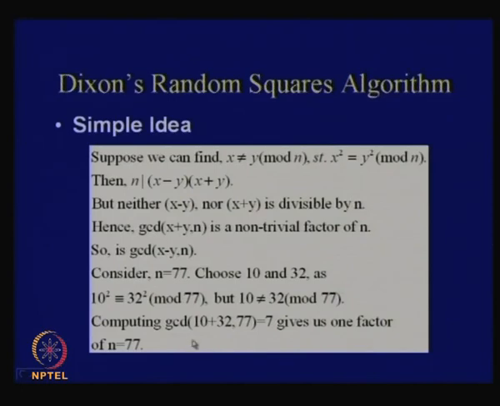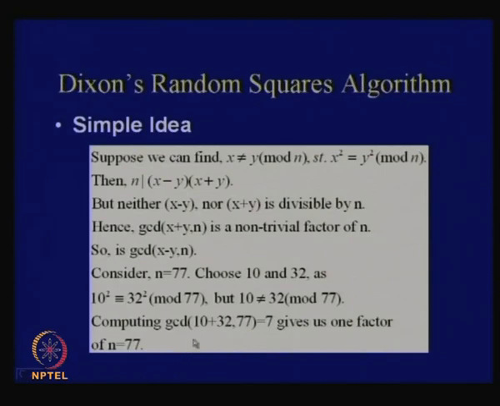You can consider one very simple example like n equal to 77. You see that there are two numbers, 10 and 32, for which 10 square and 32 square are the same modulo 77. And 10 and 32 are neither the same nor negatives of each other. So if you compute the GCD of 10 plus 32 and 77, you get 7, which is one of the factors of 77.